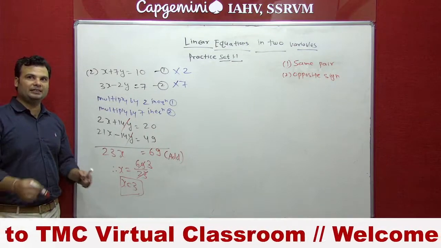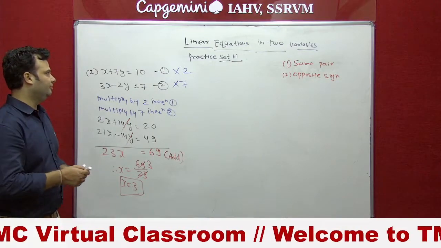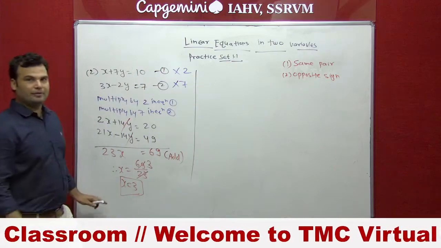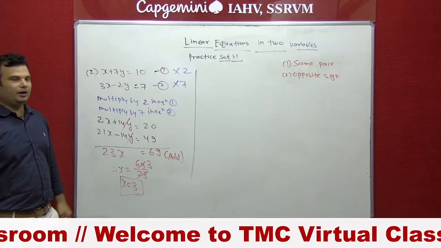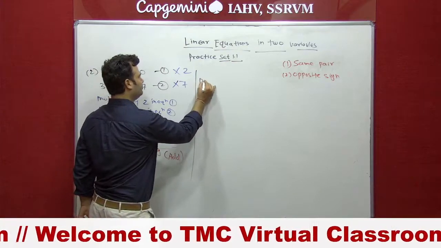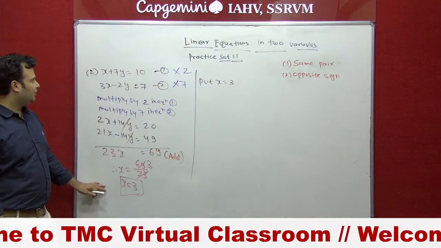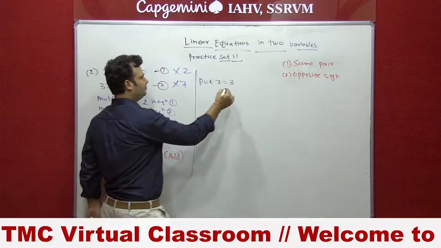So first part is done. We have the value of x. Now we have to find the value of y. Same thing, we have to put the value in equation number 1. So put x equal to 3 in equation number 1.